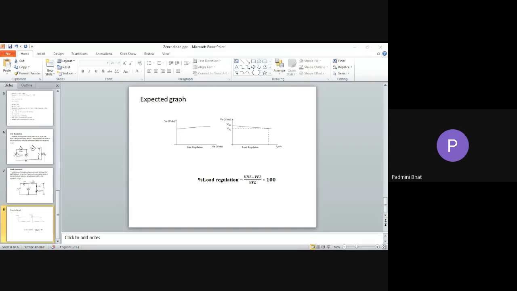Okay. Now, why should that regulation be there? 6 to 12 volt. Is it always 6 to 12 volt, or how is it? I'm not sure about that.